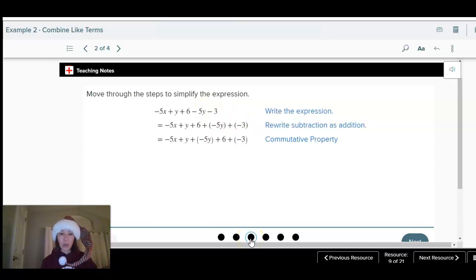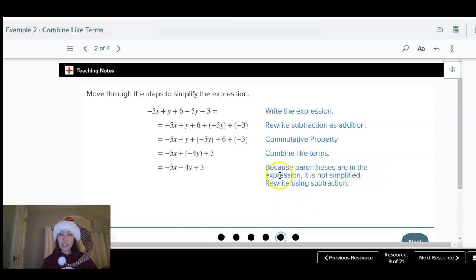And then we are going to simply rearrange this. So if we're adding a bunch of stuff, we can add these in any order. So I'm going to put the y's next to each other and the constants next to each other. And then we can combine things that are the same. There's nothing that's the same as the negative 5x, so we'll just bring that down. But 1y plus negative 5y, so 1 plus negative 5, a positive plus a negative, we subtract those to get negative 4y. And then 6 plus negative 3 is just 3.